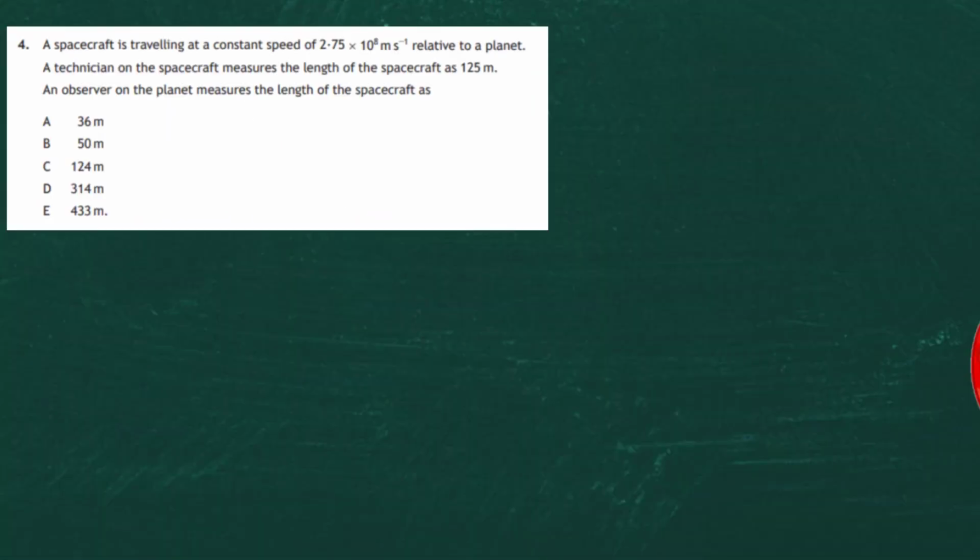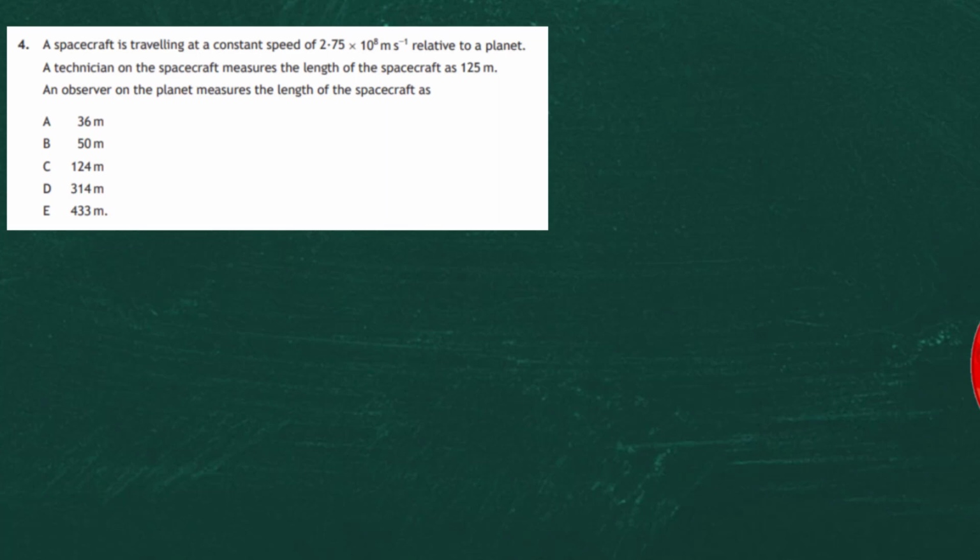Question 4 from section 1 of the 2017 Higher Physics Examination. A spacecraft is travelling at a constant speed of 2.75 times 10 to the power 8 metres per second relative to a planet. A technician on the spacecraft measures the length of the spacecraft as 125 metres. An observer on the planet measures the length of the spacecraft as, and we're given our 5 choices. Now, the speed of the spacecraft relative to the planet is 2.75 times 10 to the power 8 metres per second, and that's approaching the speed of light. So we have to take into consideration the relativistic effects when these things happen.